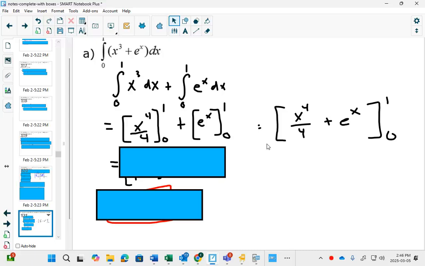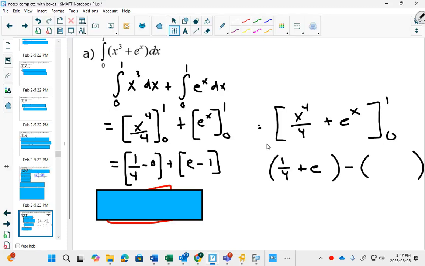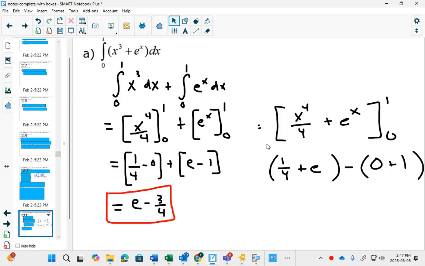What happens with the definite integral? We find the antiderivative first, then you plug in the top number and evaluate, and then subtract, plugging in the bottom number. So if you did them separately, you would have 1/4 minus 0, and here you would have e minus e to the 0, which is 1. If you had it this way, you would plug in 1 and get 1/4 plus e, and over here you'd have 0 plus 1. Combine that together, and you get e minus 3/4.